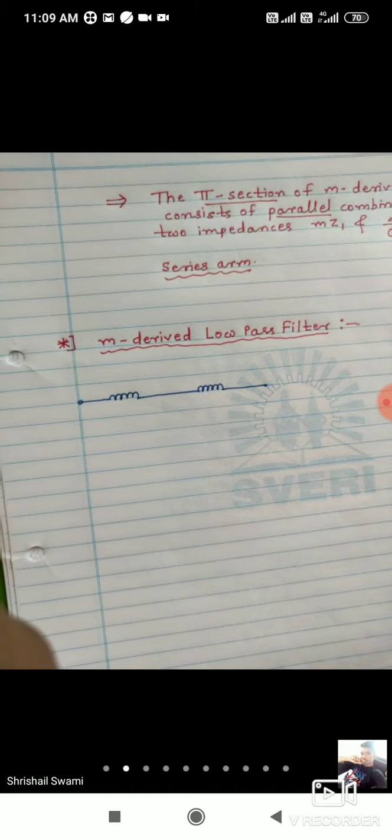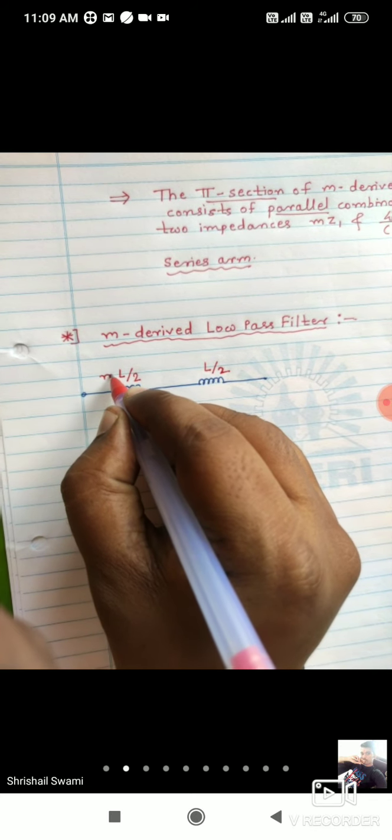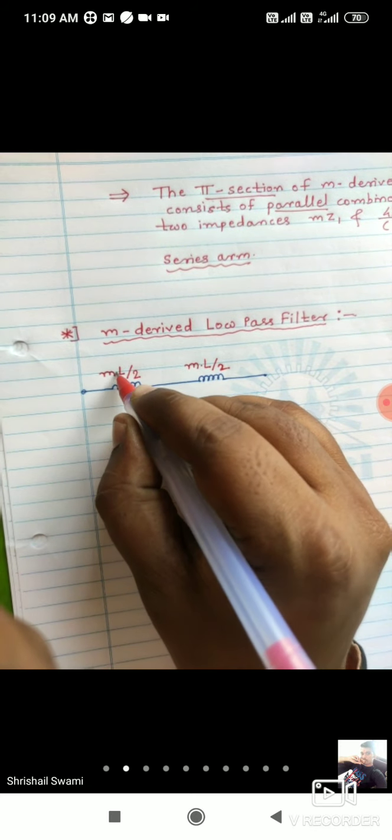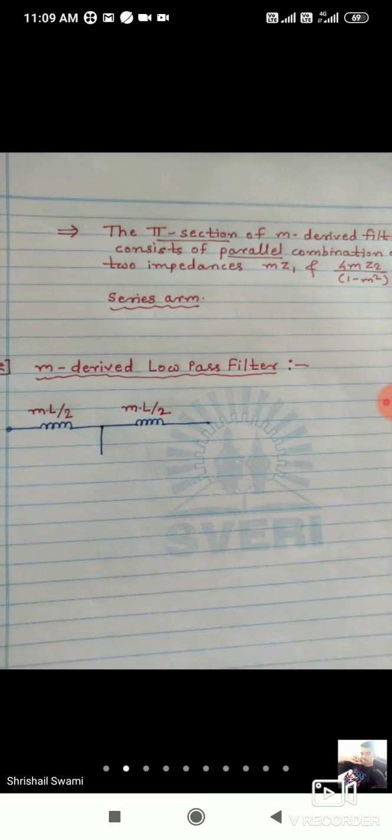So what will be the value now? In case of constant K type low pass filter, we have written L by 2. Right? So in case of m derived low pass filter, simply multiply m: m into L by 2. And next, Z2 is replaced by a series combination of, already we know that expression. What will be the expression now? That will be Z2 dash, Z2 dash is equal to Z2 by m plus Z1 into 1 minus m square divided by 4m.